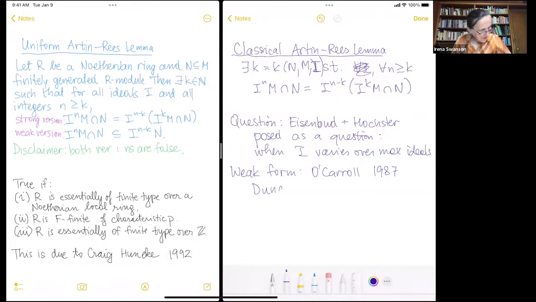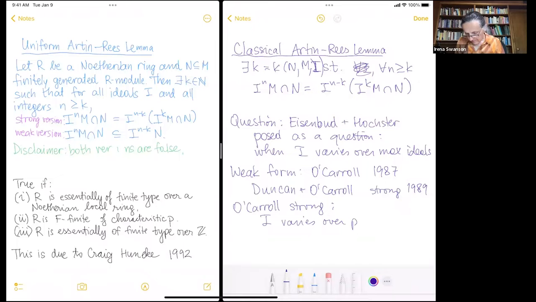Duncan and O'Carroll had a paper two years later, in 1989. They proved it in a strong form. All right, and I want to mention one more thing. O'Carroll proved another strong version, later, I can't remember the year, and he proved it when I varies over principal ideals. For this, he needed some primary decompositions. Right, so this is what I'll say about the background.